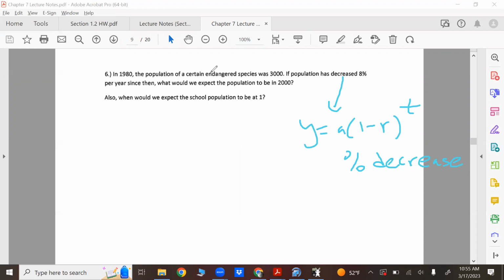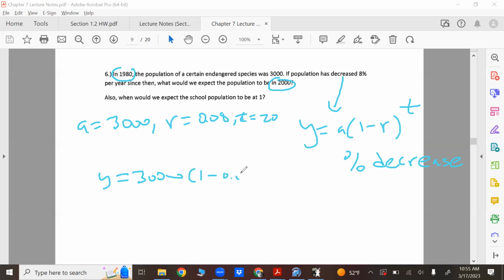Okay, so initial value. What's the initial value for this species here? And what will we expect the population to be in the year 2000? So 1980. So r is 0.08. And how much time has passed? 20 years, great. So let's do it. Y equals 3000 times 1 minus 0.08, raised to the 20th power.